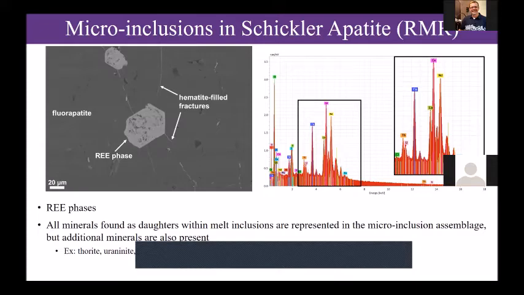All of the minerals that are found as daughter phases within melt inclusions, which we're going to talk about in a few slides here, are also represented in the micro-inclusion assemblage, but other minerals are also present. So these minerals include things like thorite, uraninite, pyrite, some hematite, rare earth carbonates like bastnasite-Ce, other rare earth minerals, also some yttrium phases, lots of things like that.